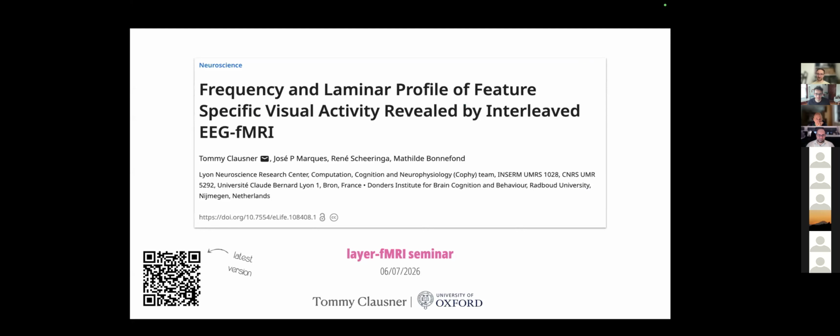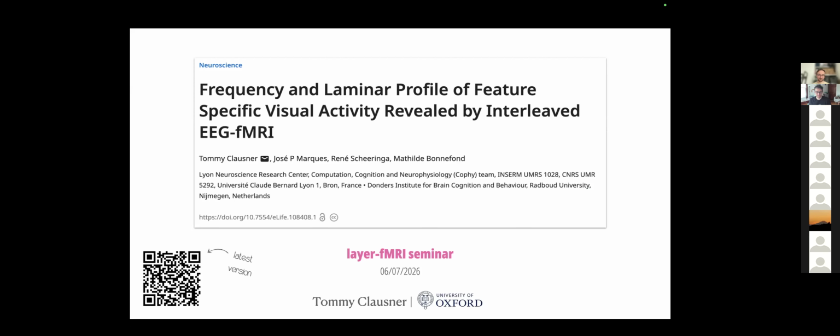Today we have Tommy Clausner here. He is a postdoc in Oxford while living in Birmingham. And the work that I asked him to present today is about layer fMRI, and the data collection was done in Nijmegen, though a long time ago, maybe during your PhD project, it seems. It is now published in eLife and under revision or kind of revised already.